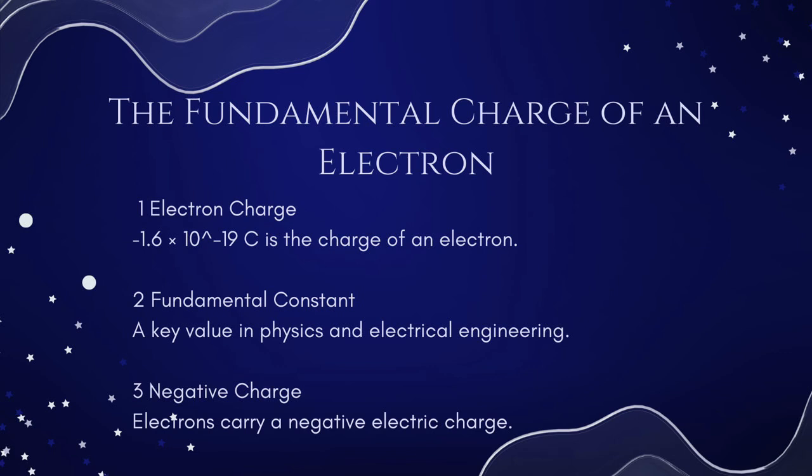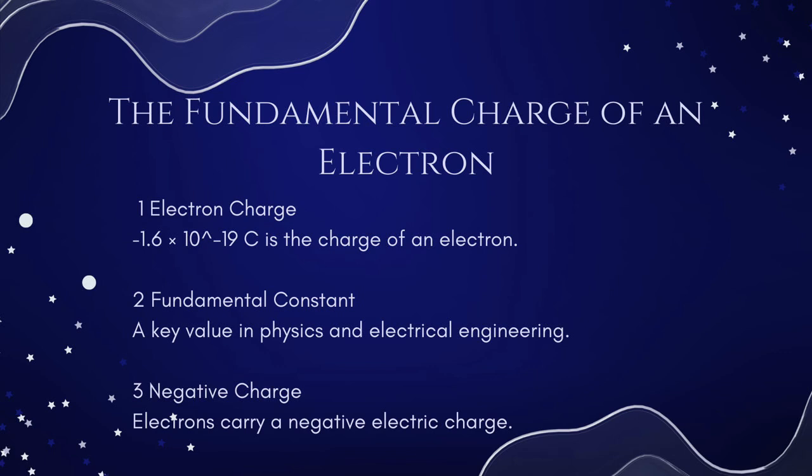Number 2 is the fundamental constant, a key value in physics and electrical engineering. Fundamental constants include the gravitational constant, the Rydberg constant, the fine structure constant, and more. The charge of the electron, Coulomb constant, Fermi coupling constant, Planck mass, and vacuum permittivity are part of the fundamental constants.